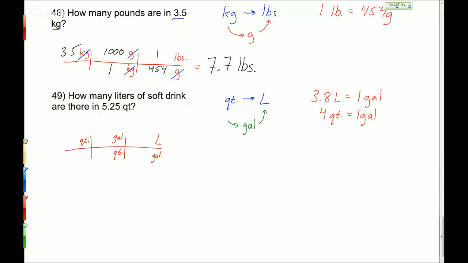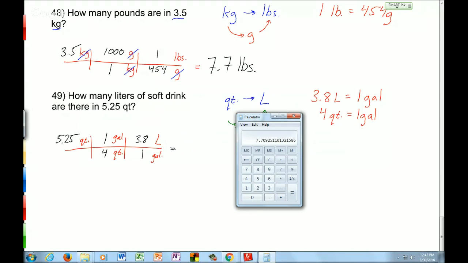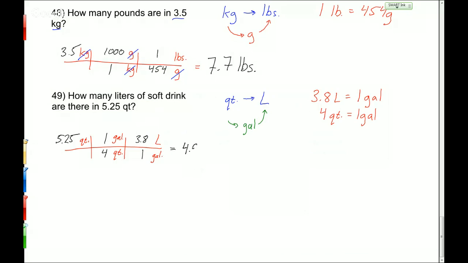Fill in the numbers. 5.25, 4 quarts in a gallon, 3.8 liters in a gallon. 5.25 divided by 4 times 3.8. 4.98 or 4.99 liters.